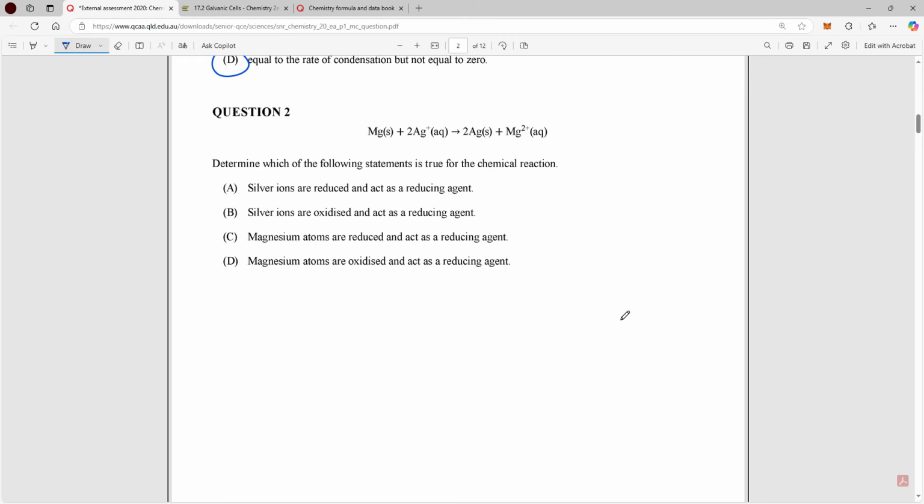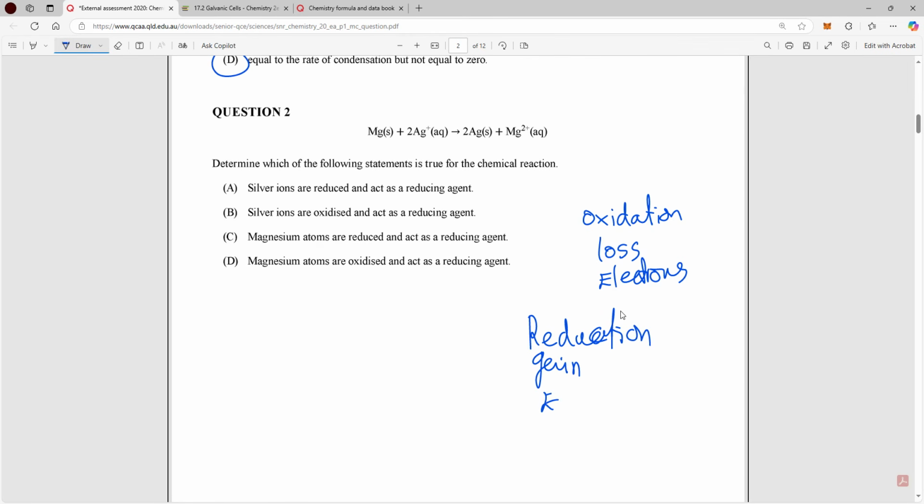So question 2. Magnesium plus silver produces this stuff here, okay? Determine which of the following statements is true for the chemical reactions. From a general look, this is an oxidation and reduction question. Oxidation means loss of electrons. Reduction, that's how you spell reduction, is the gain of electrons. If you want to think of it, reduction is reduction in charge, because if you gain an electron, your charge becomes more negative.